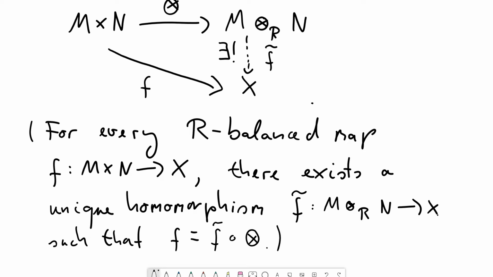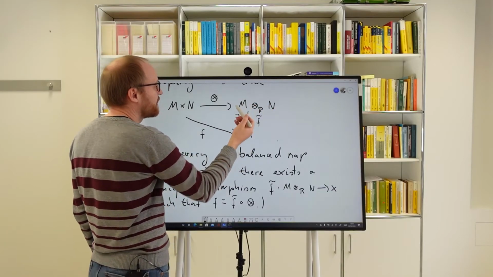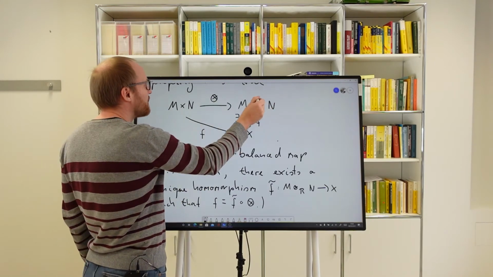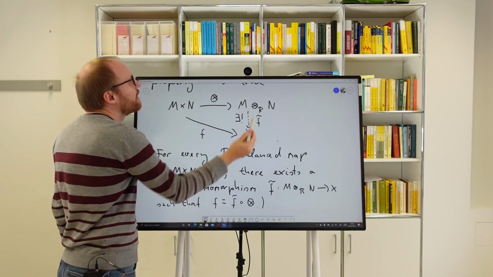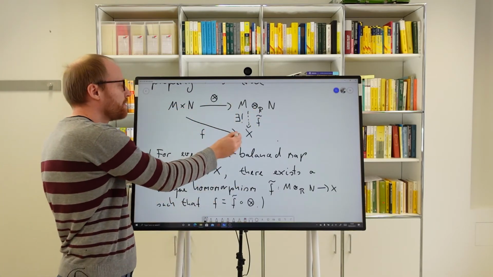So maybe key in this definition is to not only think about the tensor product as some object here, some abelian group that arises out of this module, but it's better to think about it really in the way that it's this whole map here. So this map tensor going from the product into this abelian group, which has this universal property.